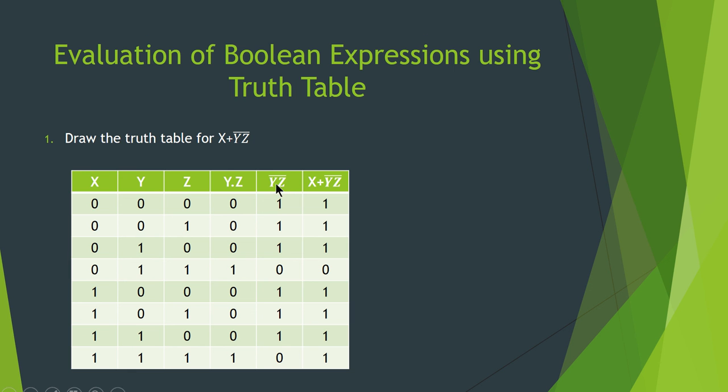Now what you have to do? You have to add it with the x plus. So it is 0 plus 1, or 0 or 1, 1. If any one input is high, the output is high. So 0 or 1, 1, 0 or 1, 1, and then here 0 or 0, 0, 1 or 1, 1, 1 or 1, 1, 1 or 1, 1, 1 or 0, 1. So this is how you have to evaluate the Boolean expression.